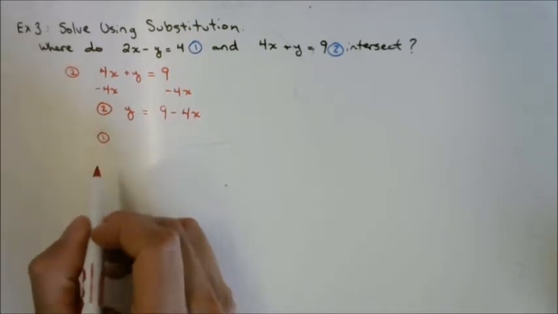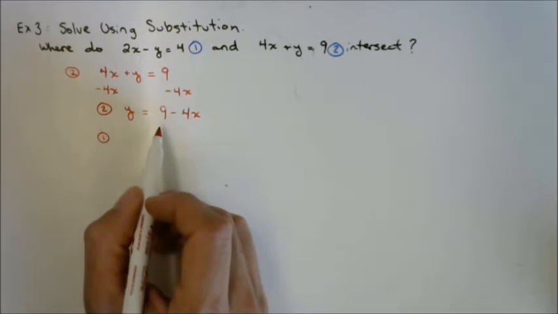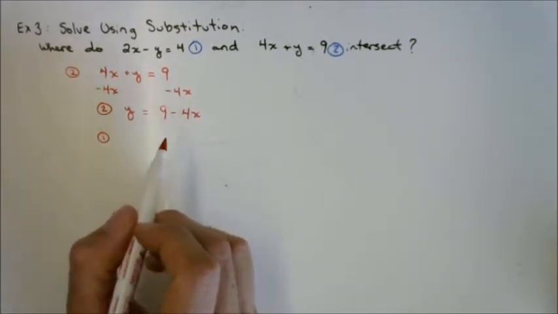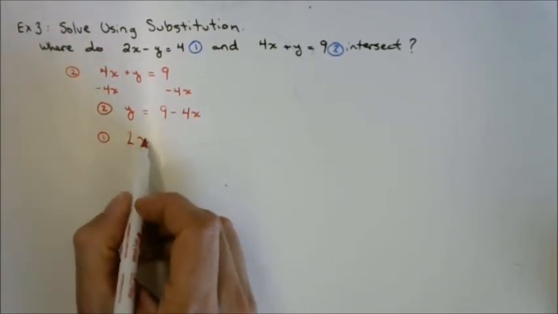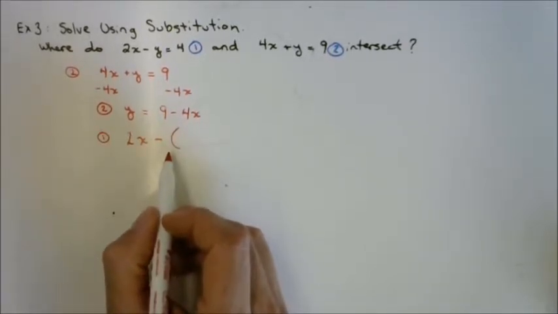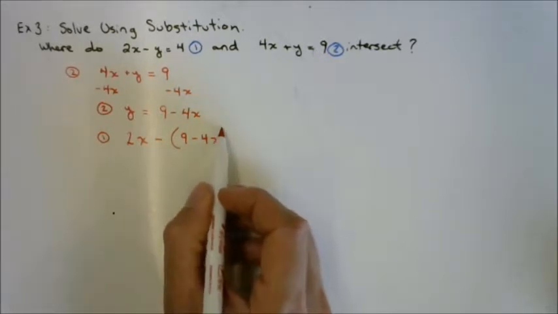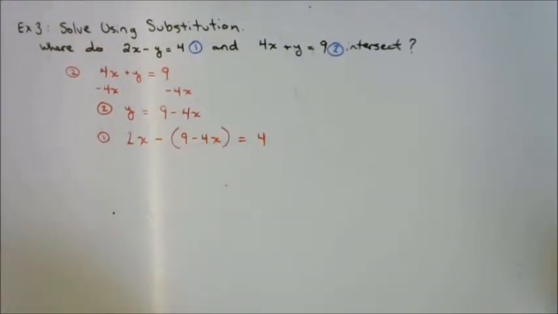So now here's equation 1. Everywhere I see a y, I'm going to sub in 9 minus 4x, because 9 minus 4x is the exact same value as y. So 2x minus, and then watch here, I'm throwing it in brackets. 9 minus 4x, close bracket, equals 4.